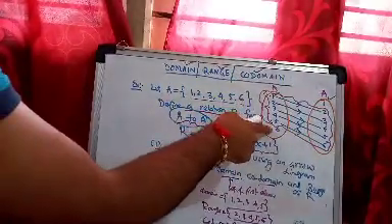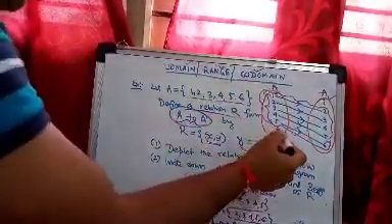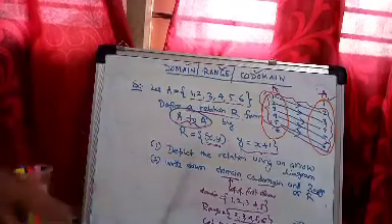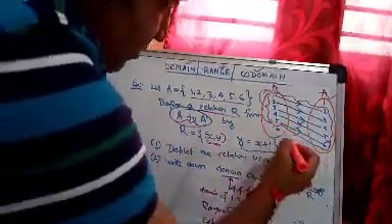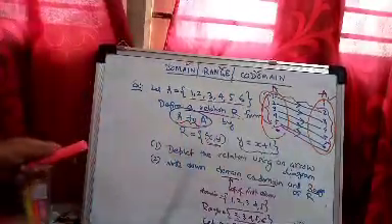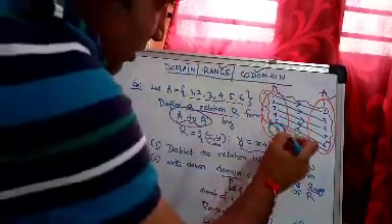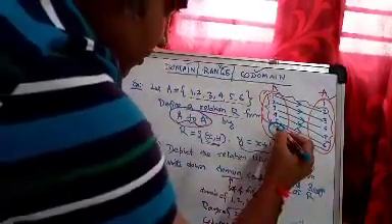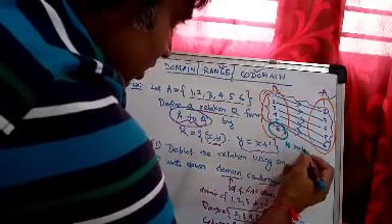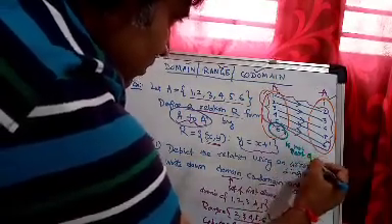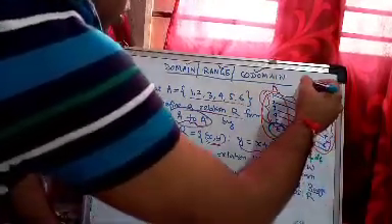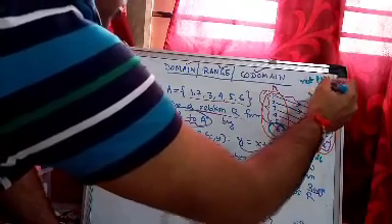But 6 is not related to anything, so 6 is not in my domain. Remember, 6 is not part of the domain. Okay? And similarly 1 is not part of the range.